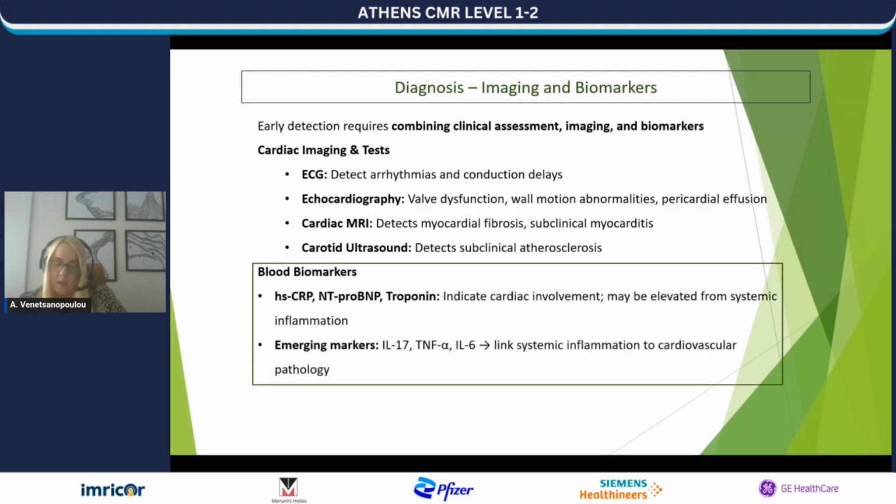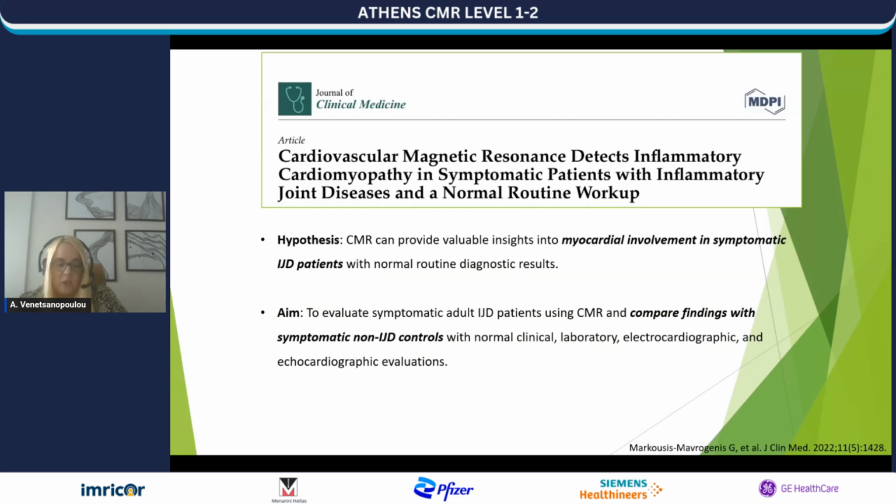And, in terms of biomarkers, today we use high-sensitivity CRP, troponin, and proBNP, which are useful, though they may be confounded by systemic inflammation. We hope in the future that emerging markers like IL-17 and IL-6 may one day bridge the gap between systemic inflammation and cardiovascular pathology. So let me share with you one of the key studies that highlights the role of CMR in inflammatory joint disease.